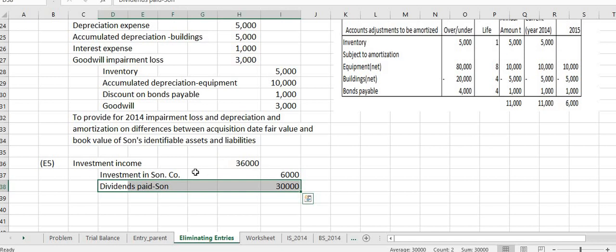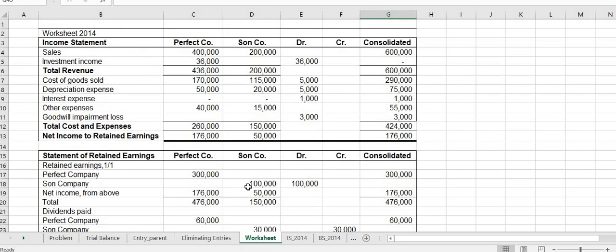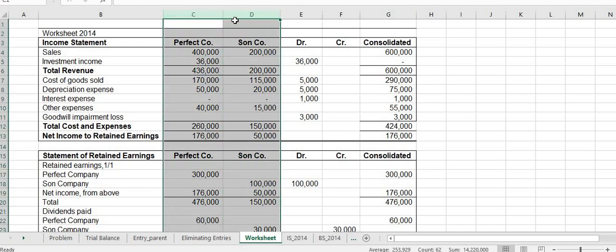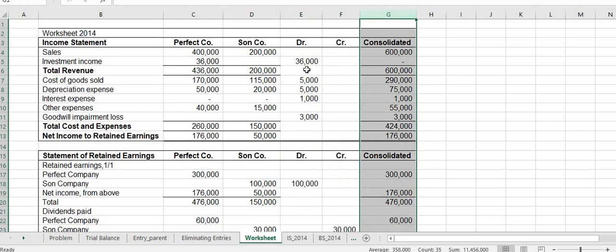Ito siya. So, the excess will be credited to investment in Sun Company. Okay. So, as to the worksheet, the process is still the same, di ba? You have to combine the accounts. Then, we take into consideration only the effects of our eliminating entries in our consolidated column. But if there are no eliminating entries, simply combine the accounts for the parent and the subsidiary.